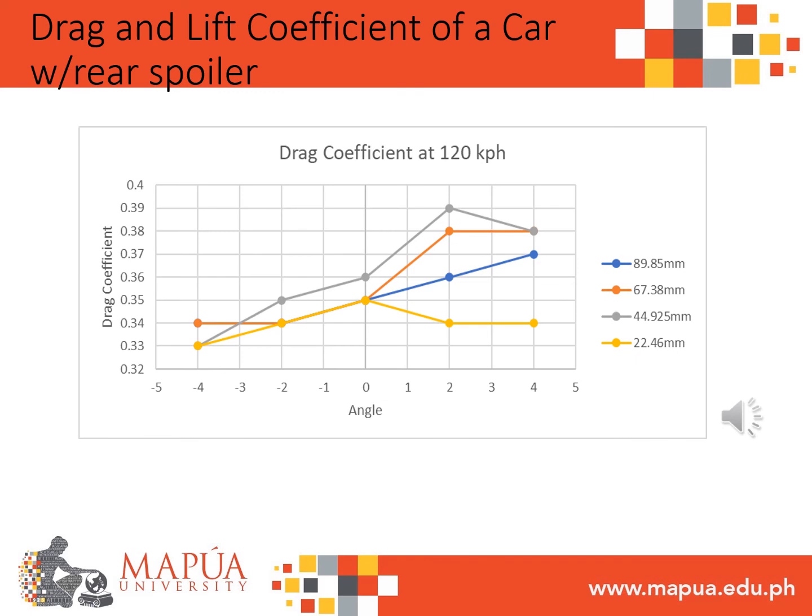For 120 kph, the setup that results in the lowest drag coefficient is still the same, just like in 80 kph and 100 kph. The rear spoiler's height is either 22.46 mm or 44.925 mm, both at an angle of -4 degrees.